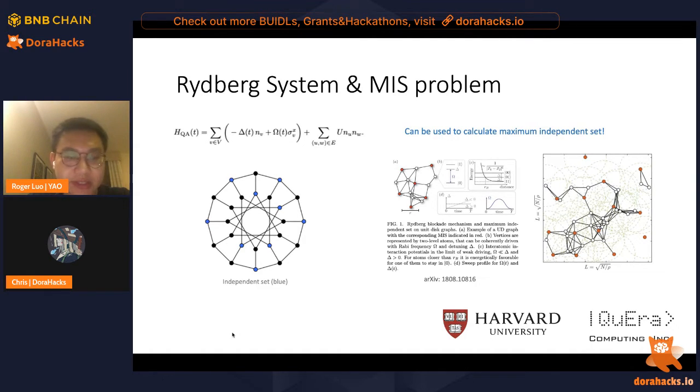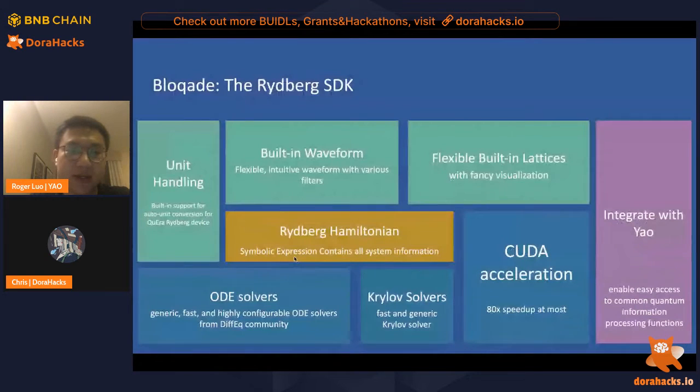An independent set is, by definition, a subset of vertices of a graph where none of the vertices are connected. For example, on the left-hand side, the blue nodes are one independent set. The maximum independent set problem is about finding the maximum independent set size on a graph. This problem is naturally embedded in a Rydberg Hamiltonian, so we can solve it by finding the ground state of the Rydberg Hamiltonian.